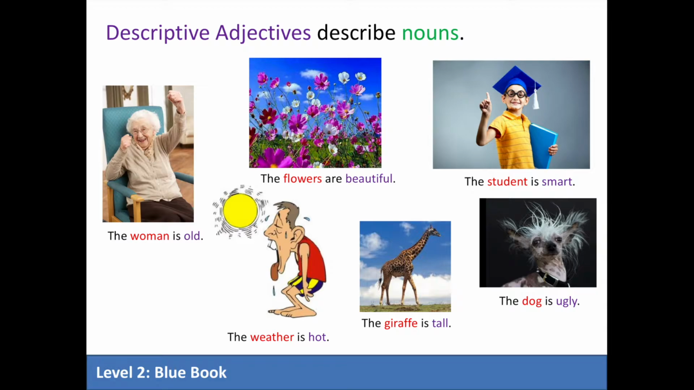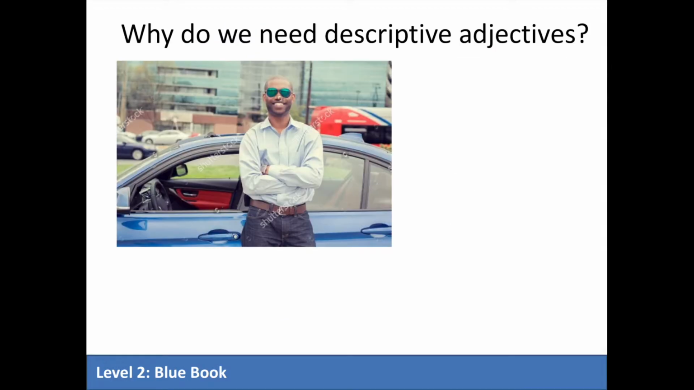Here you have a list of sentences where we have the noun in red and the descriptive adjective in purple. Take a minute to pause the video, have a look at the sentences, and try writing some of your own using descriptive adjectives. We use descriptive adjectives to talk about nouns.